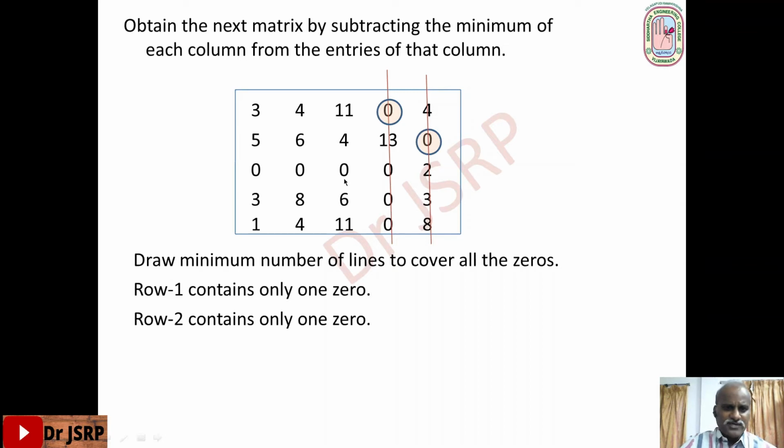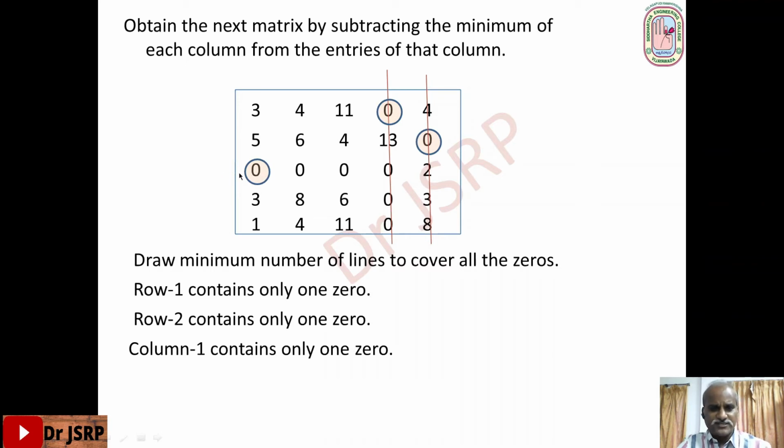Okay. Now observe, are the zeros covered by lines? So still there are zeros not covered by lines. So then come to columns. First column. Observe first column. There is only one zero. Circle that zero. So column 1 contains only one zero. That means the first person has only one option to attain third job. Okay. So fix third job to first person.